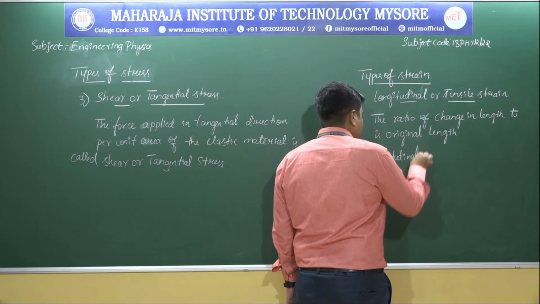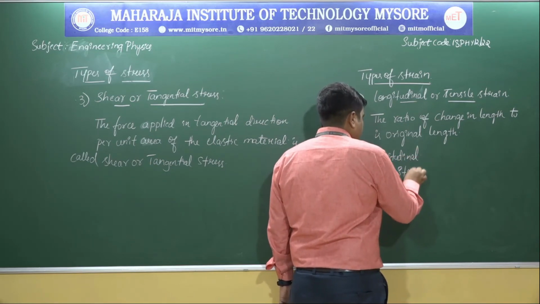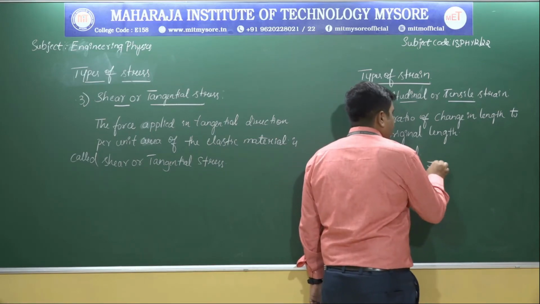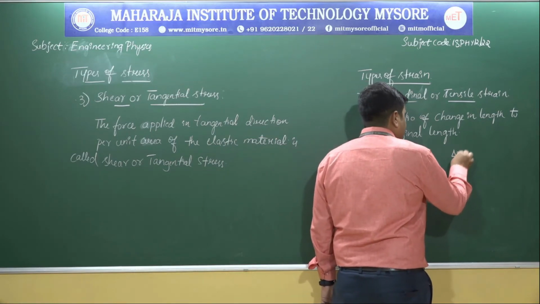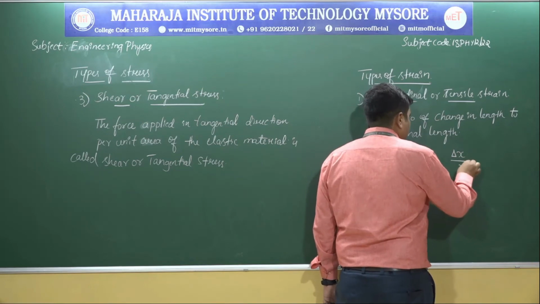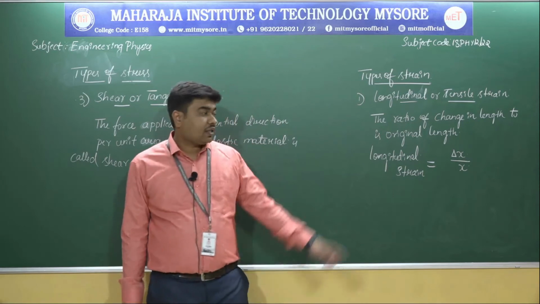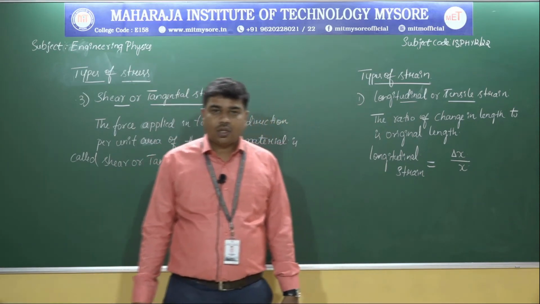Longitudinal strain is equal to the ratio of change in length, I will call it delta x, and original length I will call it x. So, the ratio of change in length is delta x and original length is x.